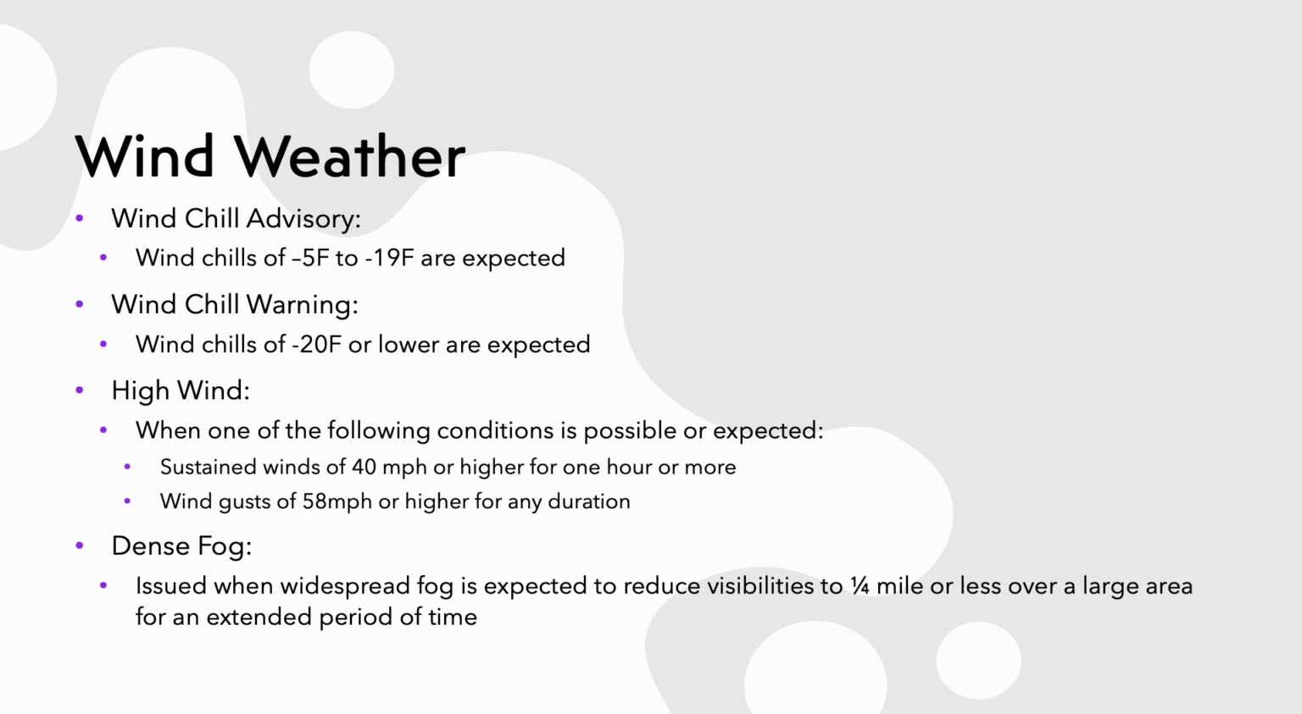So diving into wind weather. A wind chill advisory is typically a wind chill of -5 to -19. That's what's expected. A wind chill warning is wind chills of -20 or lower. So you can see the difference between an advisory and a warning there. High wind is when one of the following conditions is possible or expected: sustained winds of 40 miles per hour or higher for 1 hour or more, or wind gusts of 58 miles per hour or higher for any duration.